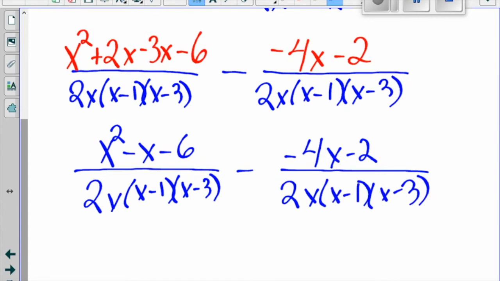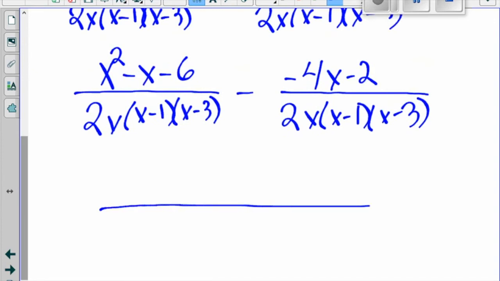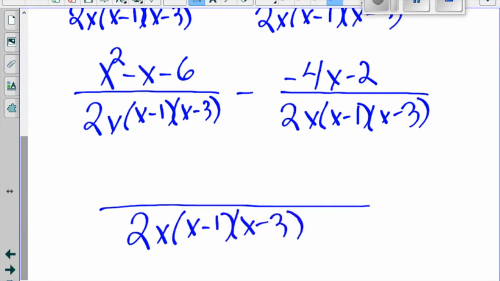Okay. So we have everything simplified. Now we can go on and subtract. Yes? Y'all need to be careful with this here, especially with subtraction. We need to be careful with the signs, because it is going to be on one fraction, and the denominator will be 2x times x minus 1 times x minus 3. There's nothing wrong with that there.